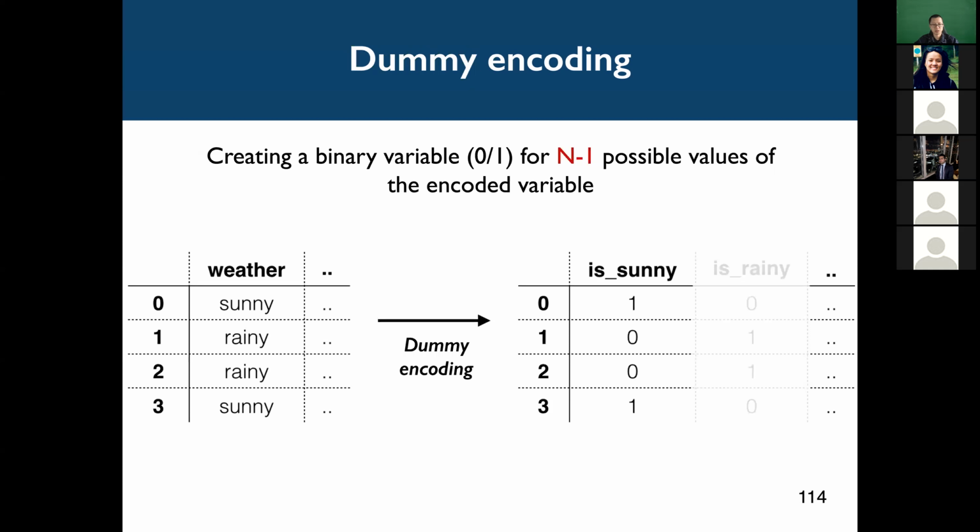And we have dummy encoding. In dummy encoding, we don't create a binary variable for each possible value of the variable. Actually, we create a binary variable for n-1 possible values of the encoded variable, where n is the number of possible values of the encoded variable. For example, here, we only create a binary variable for sunny. We don't need to create one for rainy. We create n-1, here 2 minus 1, because if we know it is sunny, then it is not rainy, right? So this is called dummy encoding.